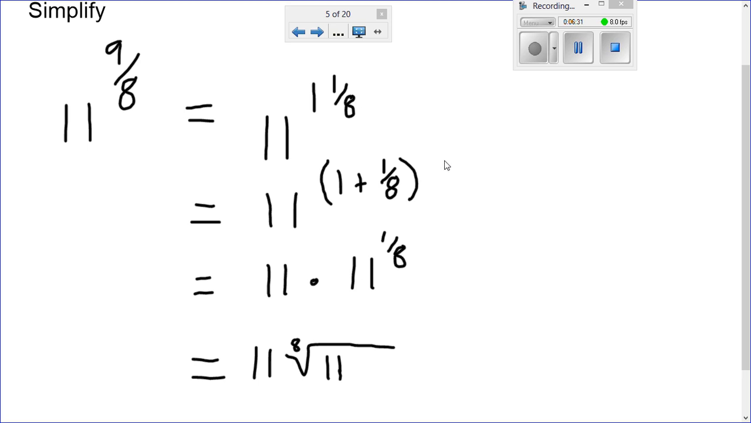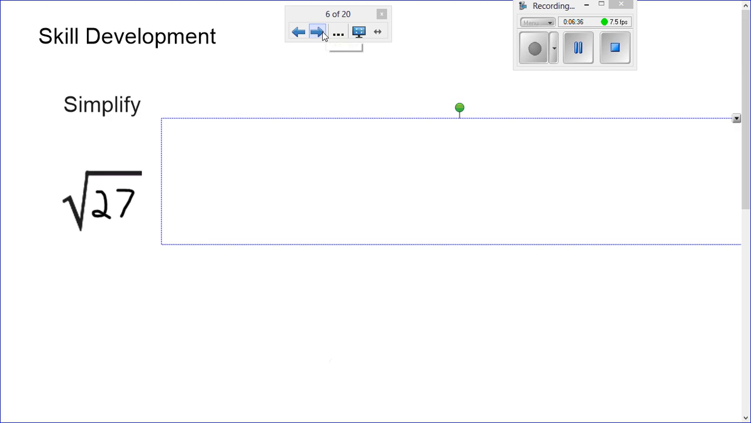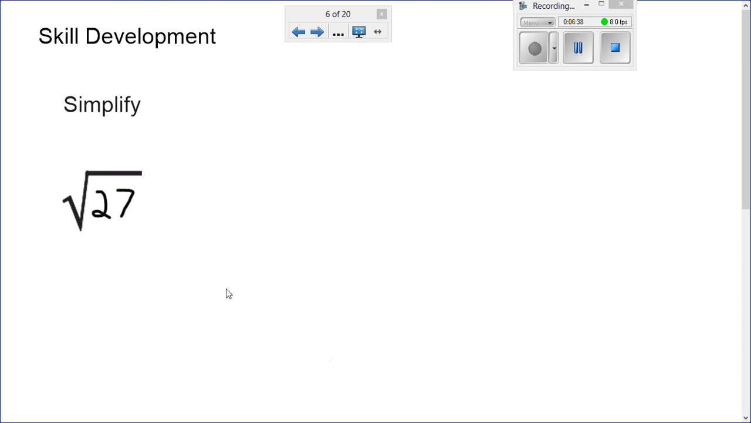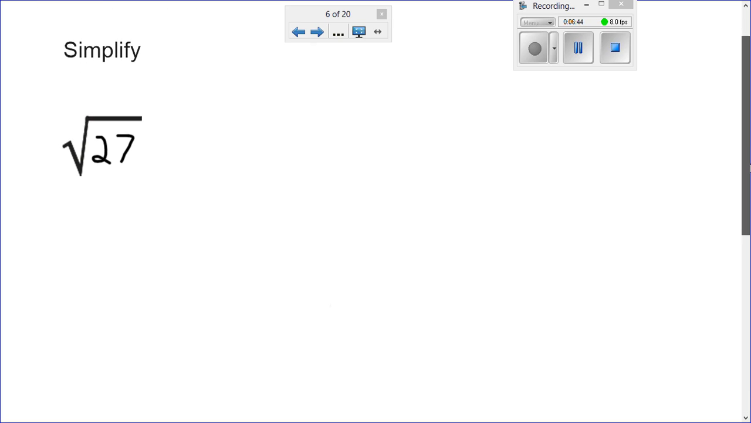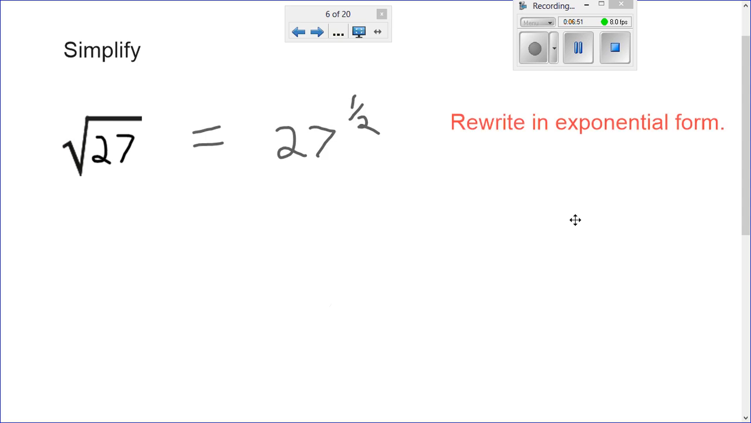It's a progression. So our next step is to actually simplify a radical. If we start out with the square root of 27, go ahead and write that down, square root of 27. The first thing we want to do is rewrite it in exponential form. We're using rational exponents to solve radicals, so that's logically our first step.